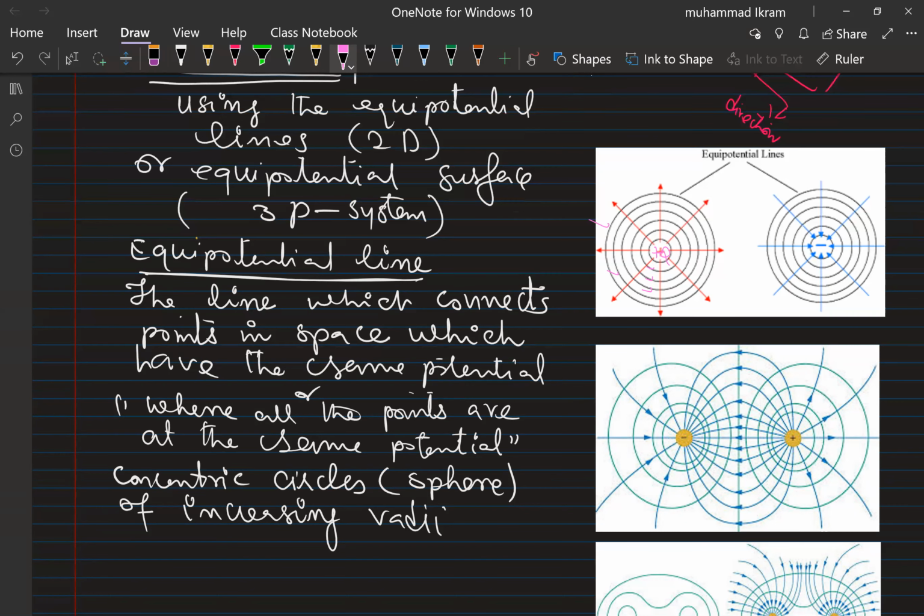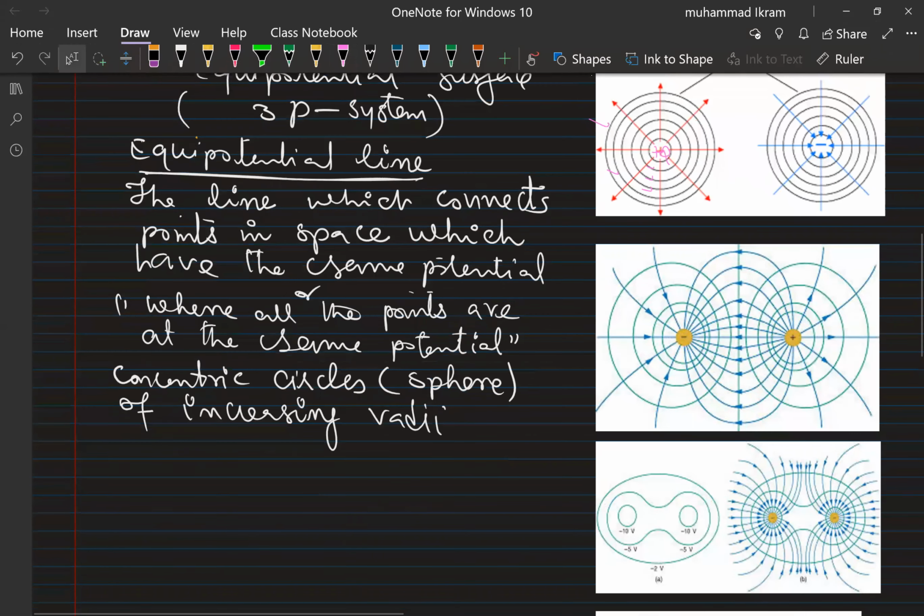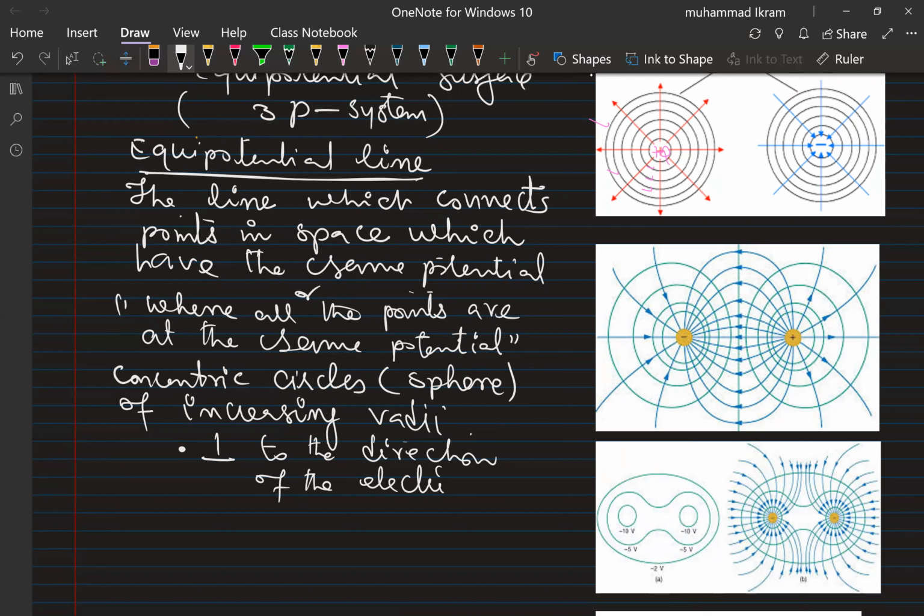Now one important point which I want to tell you is that these lines are drawn perpendicular to the direction of the electric field intensity, or the electric field E. As you see, they are drawn perpendicular everywhere.